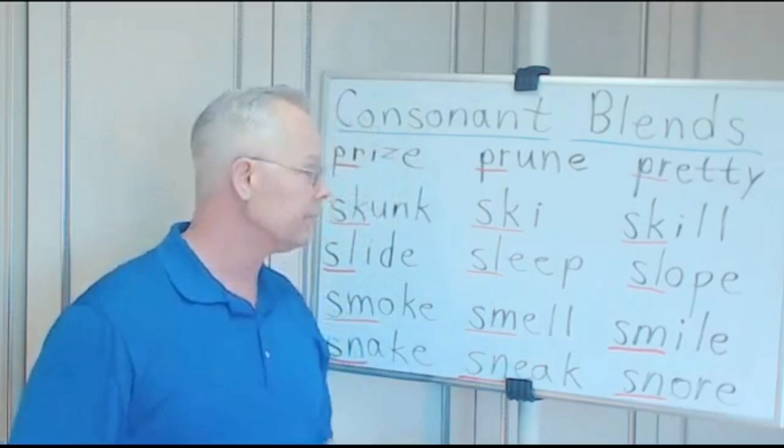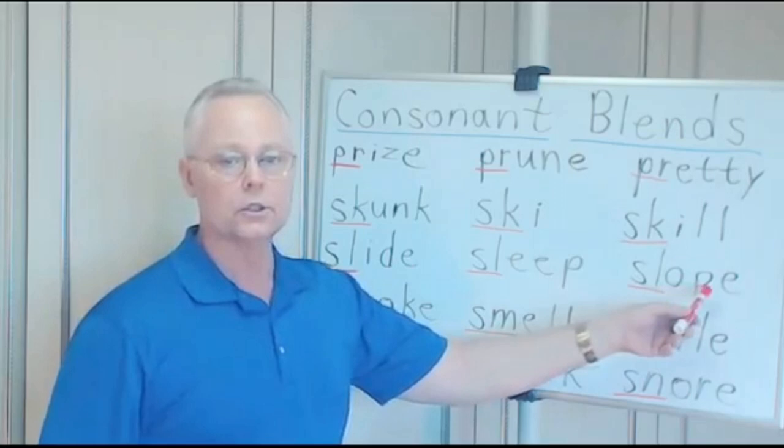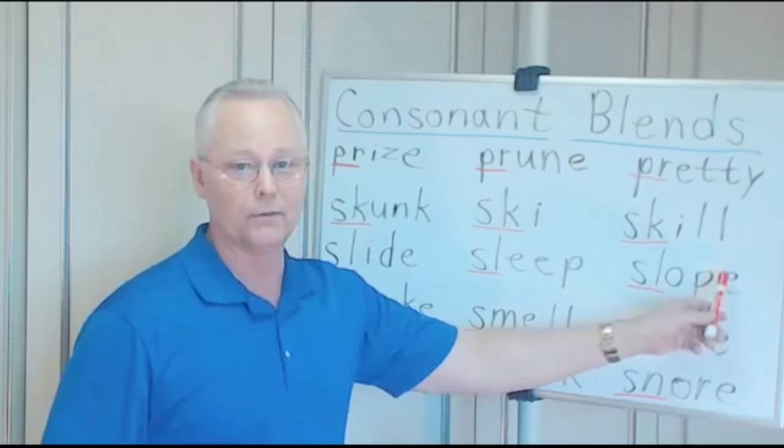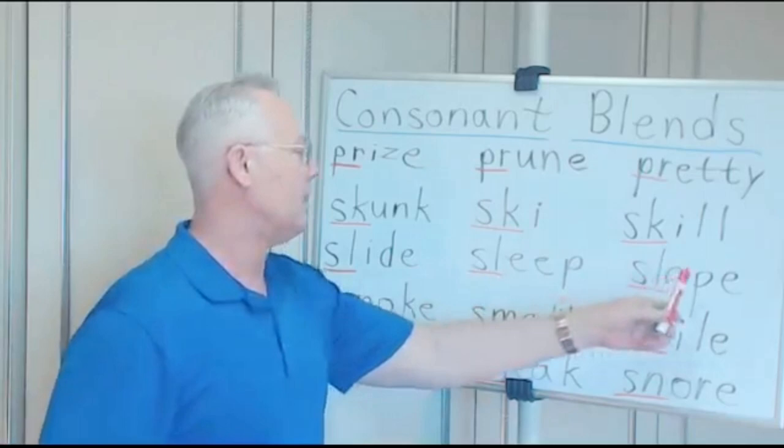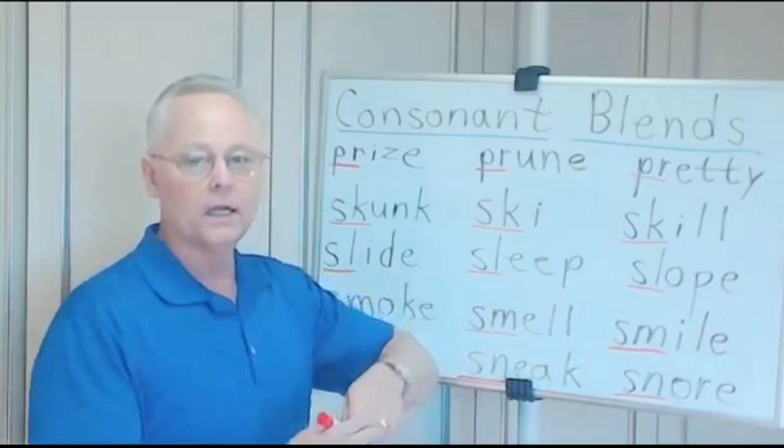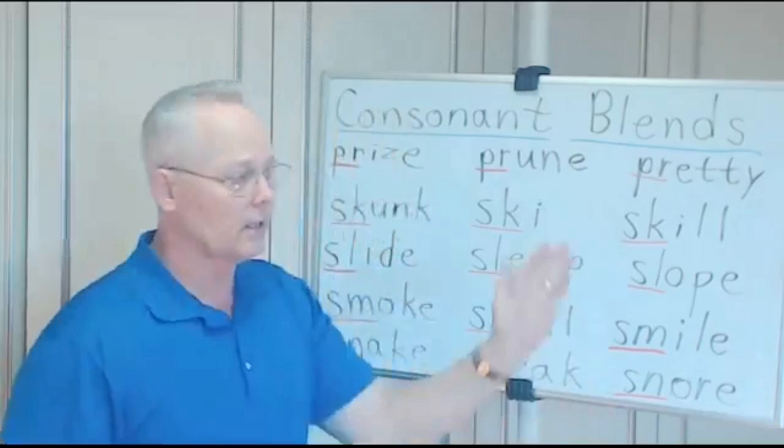Now, SL, sla, ope, slope. If we took off the E, we'd have slop, right? Slop, like something you throw to the pigs to eat. Old food from your house, right? The old food you throw to the pigs is called slop. That's slop. But here we have slope. A slope could be what we call the hillside you go down when you're sliding down the hill or sledding down the hill. It's at a slope, an angle going down.